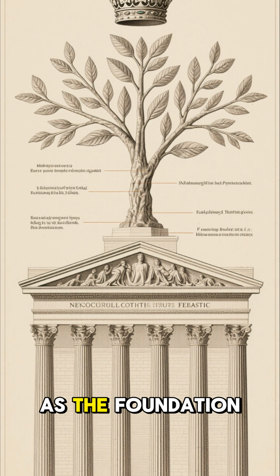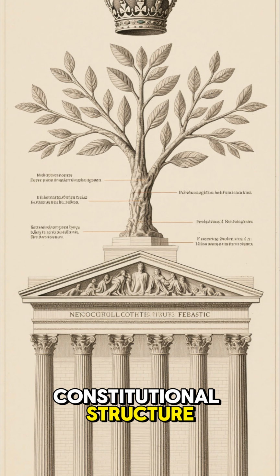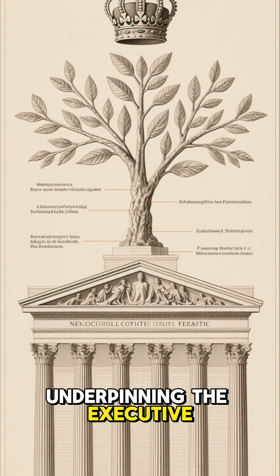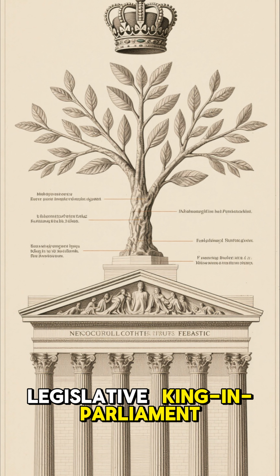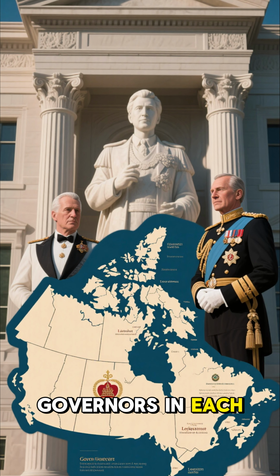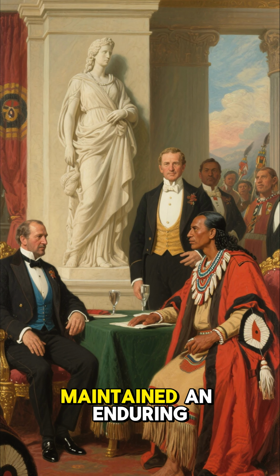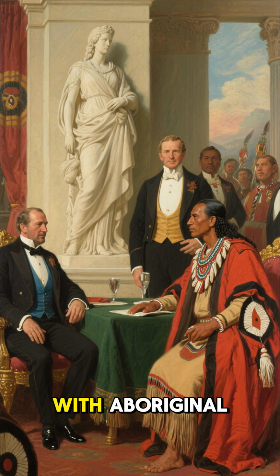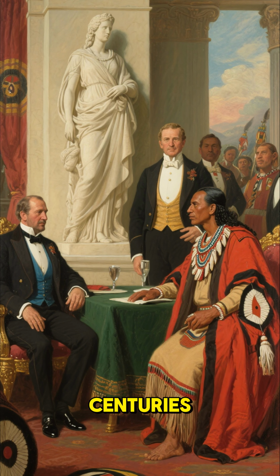The Crown serves as the foundation of the federal constitutional structure, underpinning the executive, King and Council, legislative, King and Parliament, and judicial, King on the bench, branches at both federal and provincial levels. Since the monarch resides in the United Kingdom, nearly all governmental and ceremonial duties are executed by the monarch's representatives, the Governor-General at the federal level, and the Lieutenant Governors in each province. Historically, the Crown has maintained an enduring and close relationship with Aboriginal peoples for many centuries.